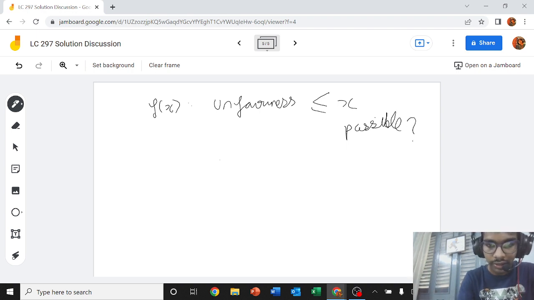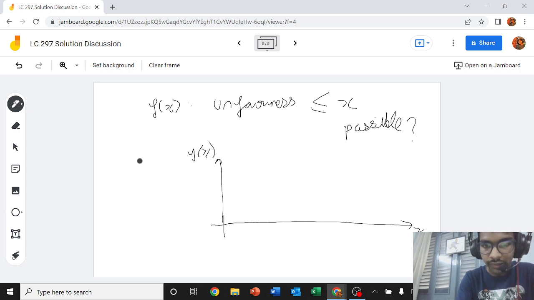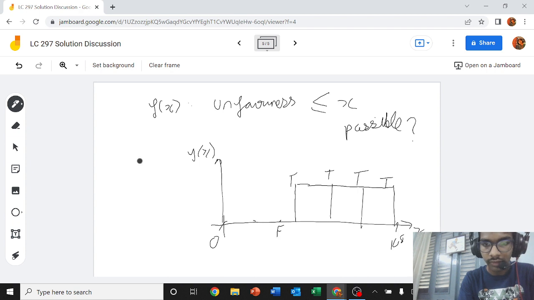So if we try to form a graph for this, x and f(x), we'll notice that if x is a very large value, then it's always going to be possible, because you can always have an unfairness less than or equal to infinity, 10 to the power 8. So it's always going to be true, true, true, and there is going to be one point when it is going to be false, right? Because there is going to be one point where the maximum number of sweets will be less than this particular value.